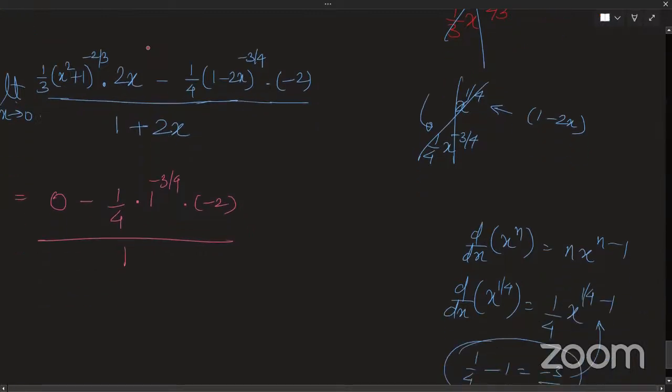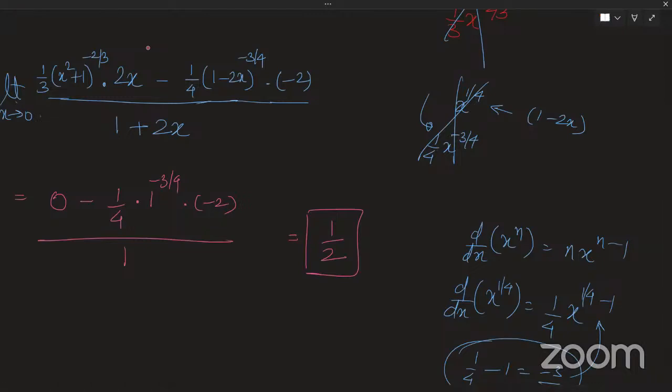No, sir. No, it is plus not minus. It is plus 1 by 2, because minus and minus will eventually become plus. Yes, sir. Calculation error. You people make calculation errors.